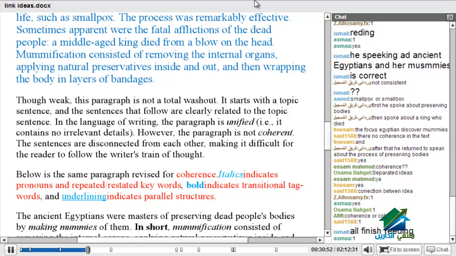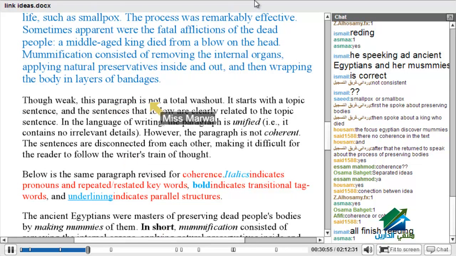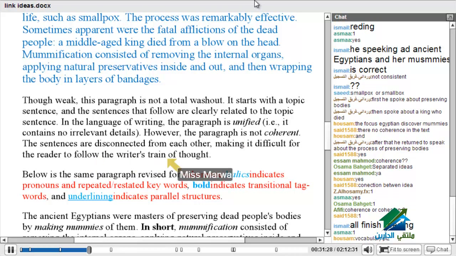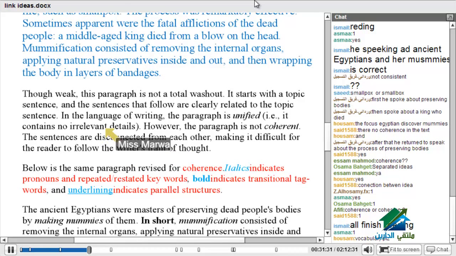Let's have the comments. This paragraph is not a total washout. It starts with a topic sentence, and the sentences that follow are clearly related to the topic sentence. In the language of writing, the paragraph is unified. It contains no irrelevant details. However, the paragraph is not coherent. The sentences are disconnected from each other, and that's what you told me about, making it difficult for the reader to follow the writer's train of thought.